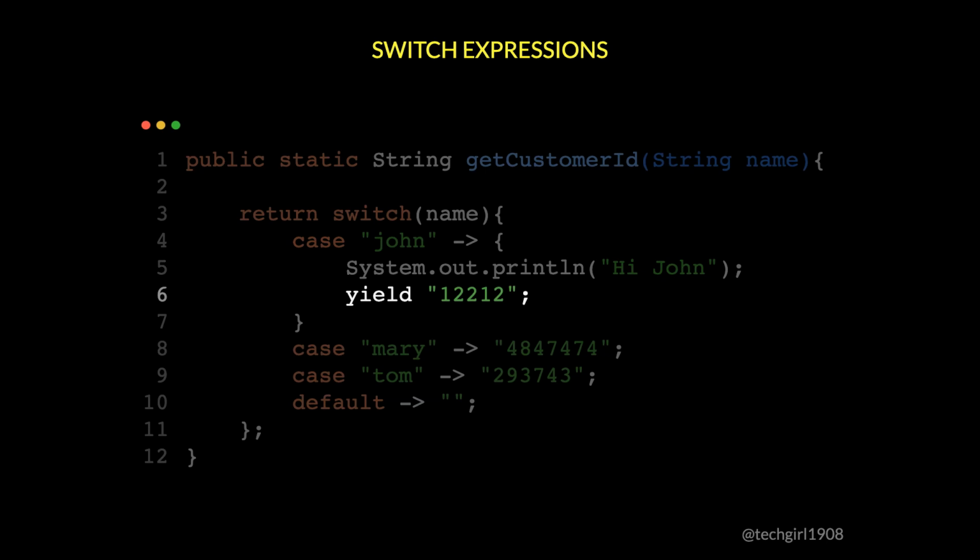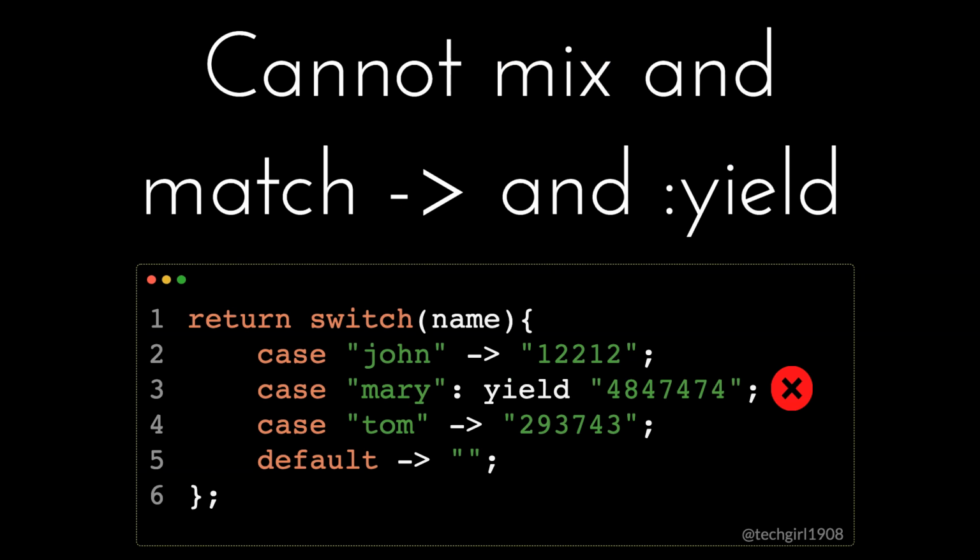Okay, let's talk about rules. So you'll need to use the arrows or the colon yield. You can't use both. So line 3 would give you a compilation error because it's a different kind of case. You can use yield with the arrows, but only in cases like the last case where you're using the curly braces to execute multiple statements within a case.